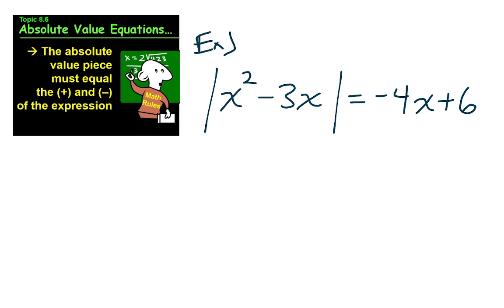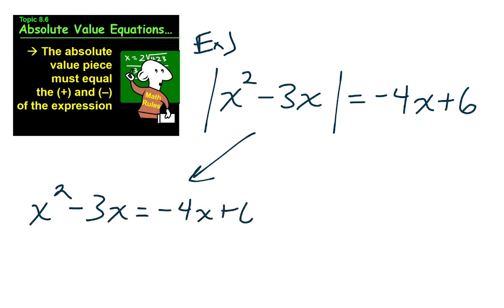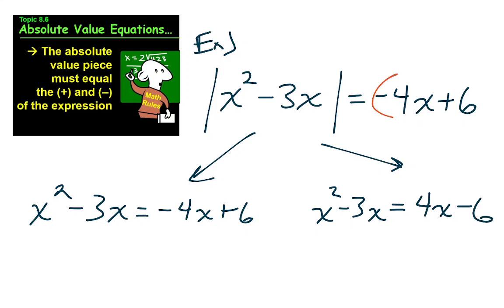You want to always change what it's equal to. Okay, you always want to change what it's equal to. So we get version number 1. Version number 1 is actually equal to the same thing. We get version number 2. Notice that x squared minus 3x hasn't changed, right? I didn't change that, but it is going to equal the opposite. It's going to equal the opposite of the expression.